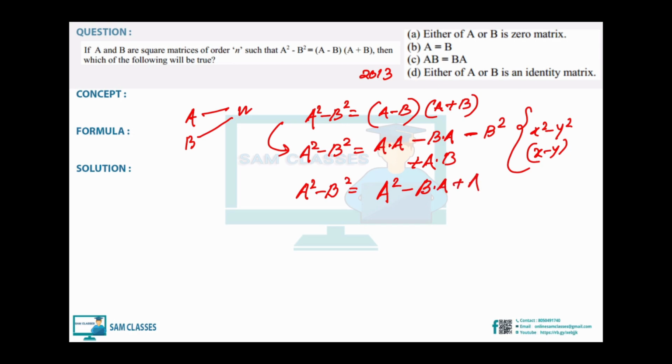A. A lot of people will make a mistake here. They'll make A dot B and B dot A the same and they'll just cut it off. That is wrong, students. Both the matrices AB and BA cannot be the same, so we cannot comment on that and neither can we cut on that. But we can cut A square and B square. So the moment we cut A square and B square, what we got? AB is equal to BA, and that is option C.